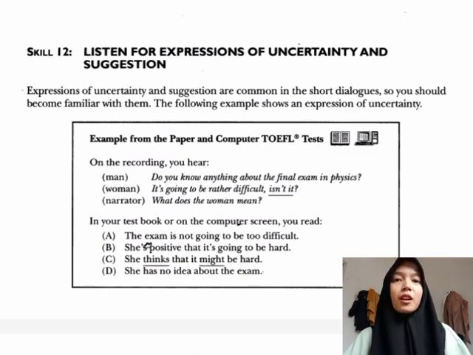And then here we have another example for suggestion. The man says, "I'll never have time to type my paper tomorrow." And then the woman says, "Why not do it now?" Here is the suggestion from the woman to the man: why not do the paper right now? And then the question is, what does the woman suggest?